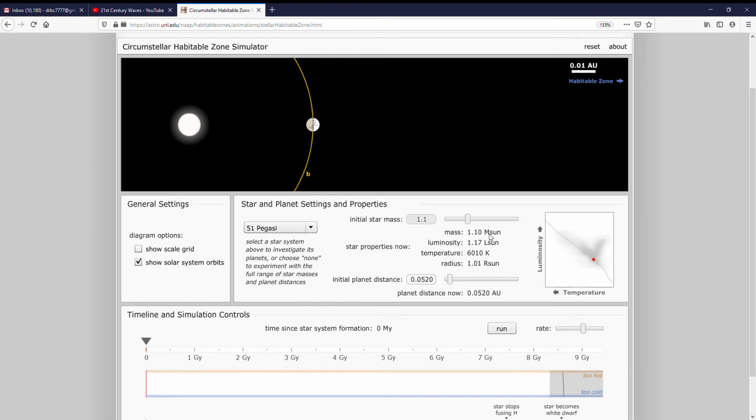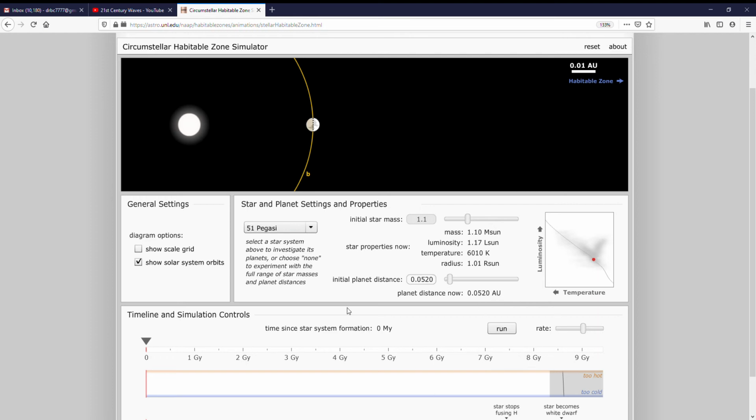Here's mass is 1.1. This is the real mass of 51 Pegasi. It's no fictional thing. This is the real luminosity, about 17% larger than the sun's. It's a little warmer, and notice the radius is just slightly bigger. And it has a planet called Planet B. And notice this just all came up when we brought up 51 Pegasi. The planet is already tidally locked here, and the planet, of course, is at 0.05 AUs, 5% of an AU. We're not surprised at that close a distance that it would be.